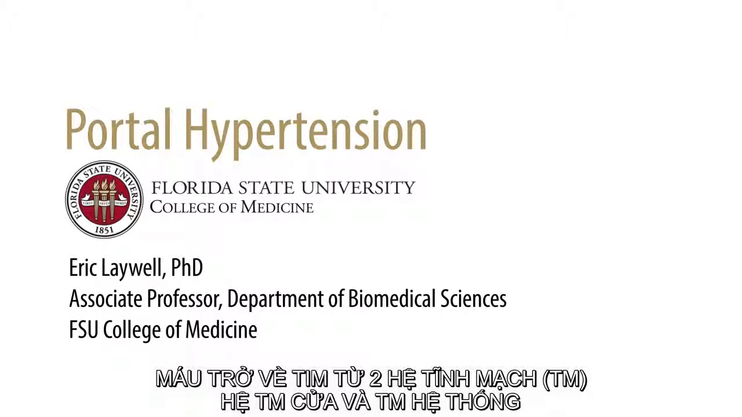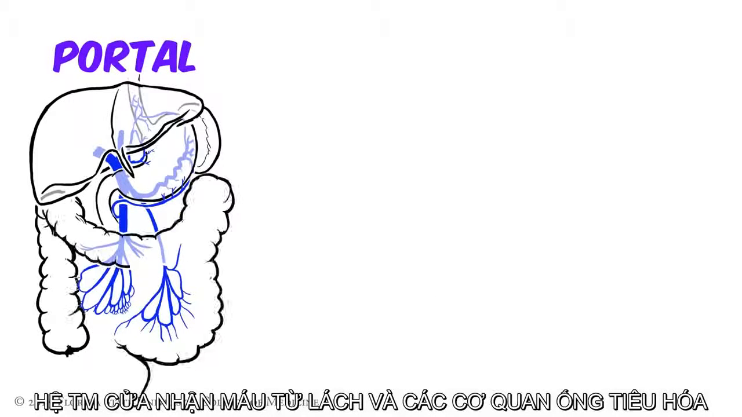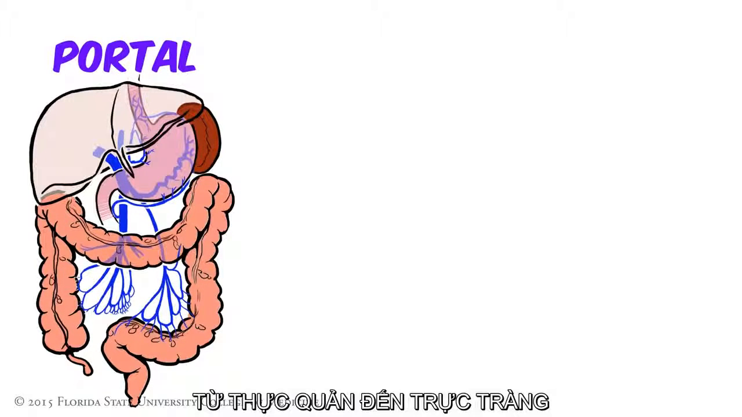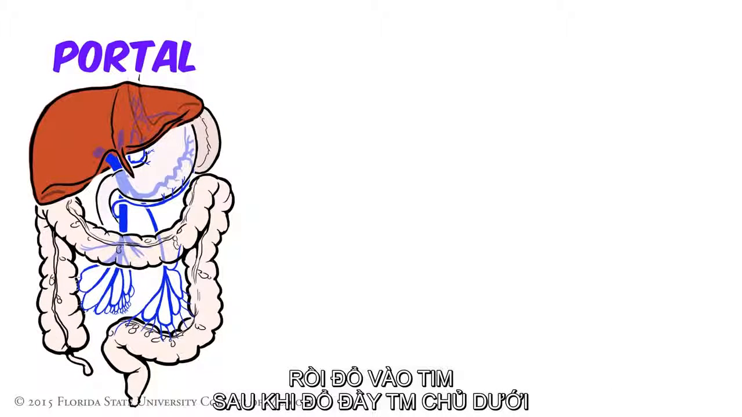Venous blood is returned to the heart by one of two systems, the portal system or the systemic system. The portal venous system drains blood from the spleen and all gastrointestinal organs between the distal esophagus and the rectum. This portal blood is directed by the portal vein to the liver, where it is filtered before being returned to the heart by the inferior vena cava.